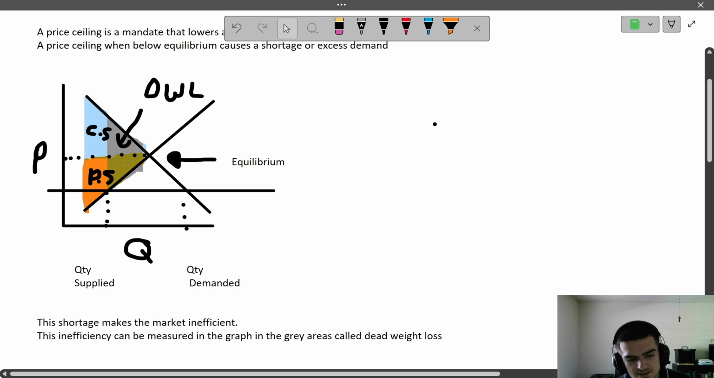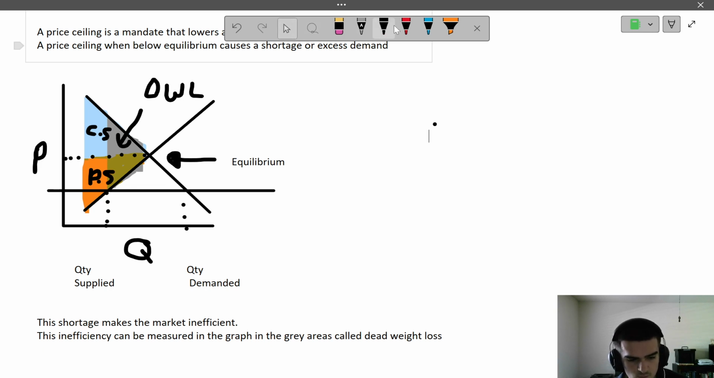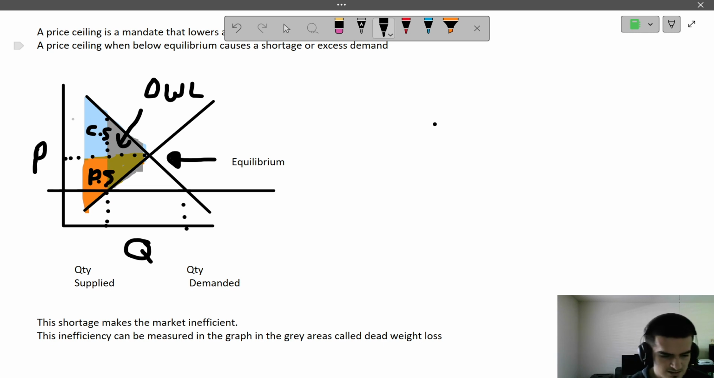And you can see here that we lose a lot of consumer and producer surplus because we are no longer enjoying the whole triangle. We are only enjoying this portion of it.